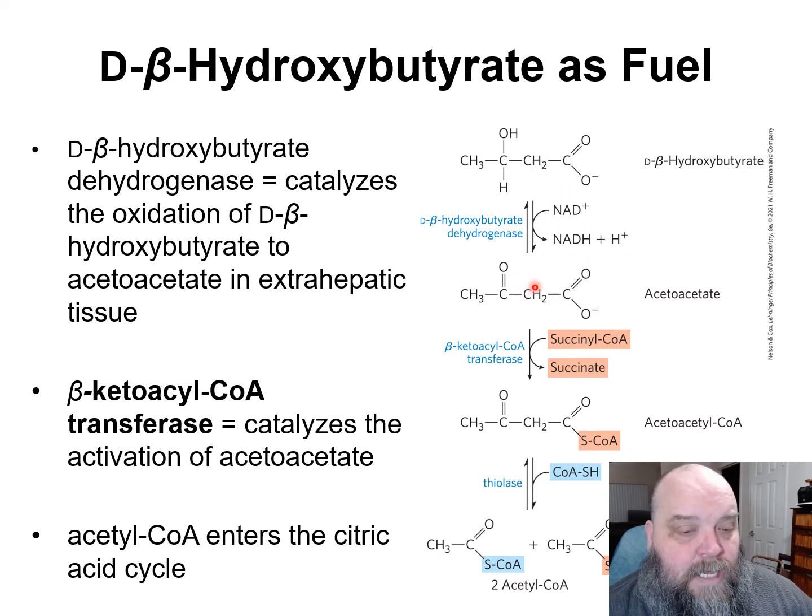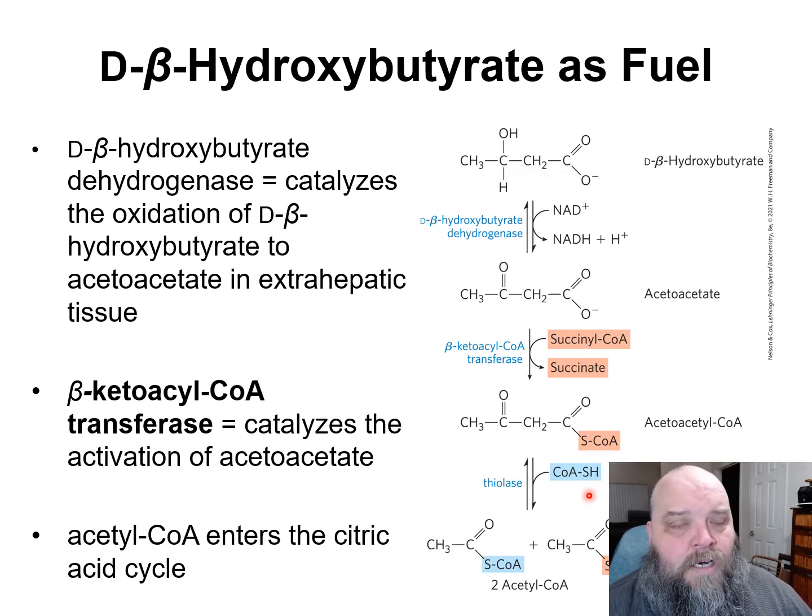The acetoacetate with a little succinyl-CoA becomes acetoacetyl-CoA. Thiolase goes through, splits it in half, and you now have two acetyl-CoAs all over again. Wait a minute, we just did that in reverse. Why are we redoing it? Why are we undoing what we just did?